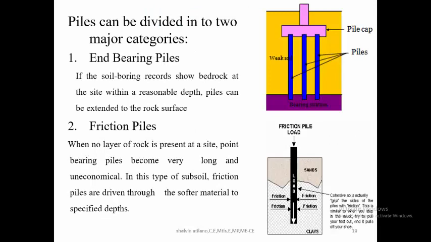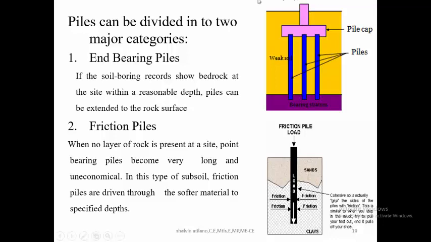So there are two major categories, the end bearing and friction. End bearing, if the depth of the rock surface or the bedrock is reasonable to touch, we can use end bearing. But if the hard part of the soil is very difficult to attain or located at a very deep location, you need to put up a friction pile.